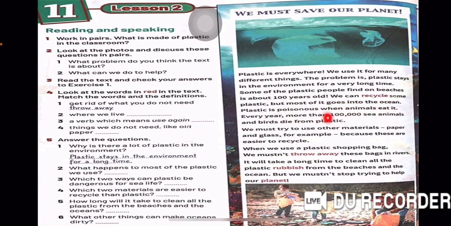Plastic is poisonous when animals eat it. Every year, more than 100,000 sea animals and birds die from plastic. We must try to use other materials, paper and glass, for example, because these are easier to recycle. When we use a plastic shopping bag, we mustn't throw it away in rivers. It will take a long time to clean all the plastic rubbish from the beaches and the ocean, but we mustn't stop trying to help our planet.